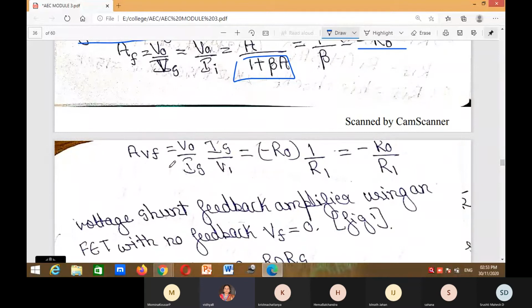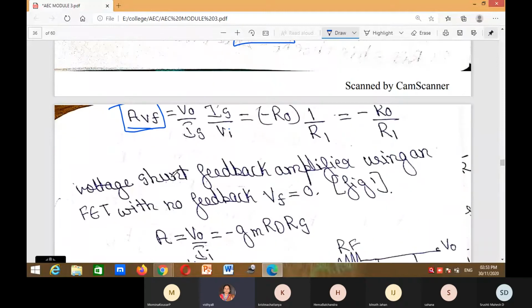Avf, the voltage gain with feedback, is equal to V naught divided by Vi, when you consider the main source. That is V naught divided by Is into Is divided by Vi, which is equal to minus R naught divided by 1 divided by R1, that is equal to minus R naught divided by R1. That is what we get when we consider the main source.